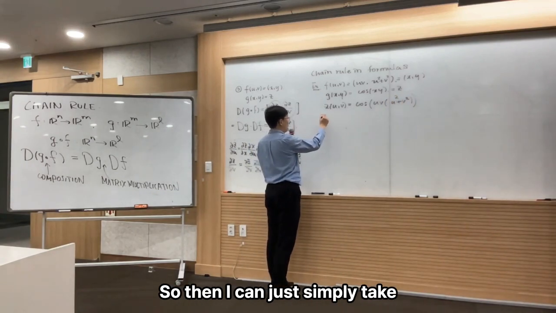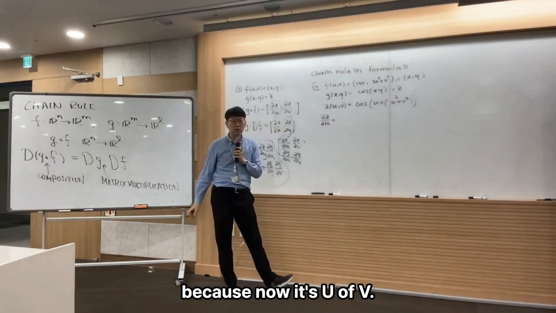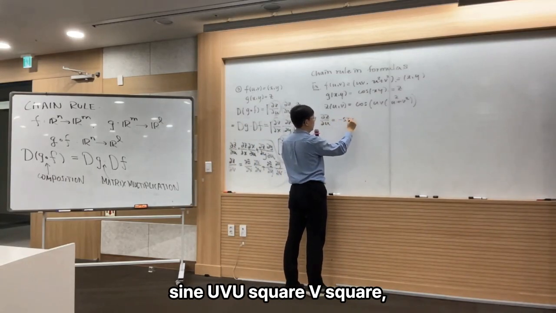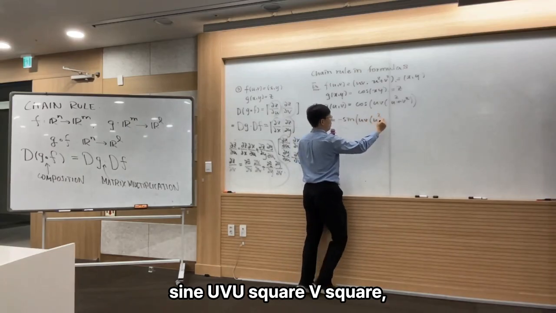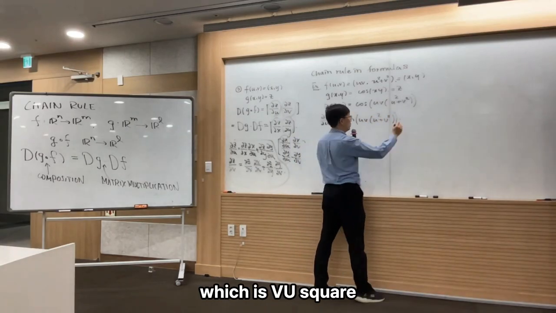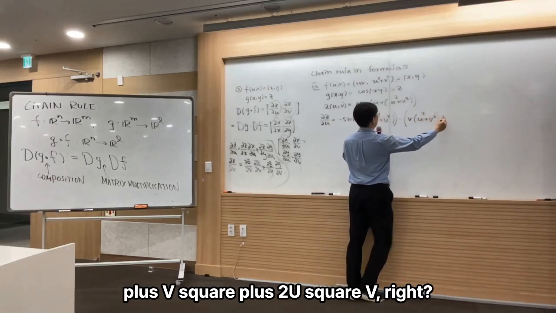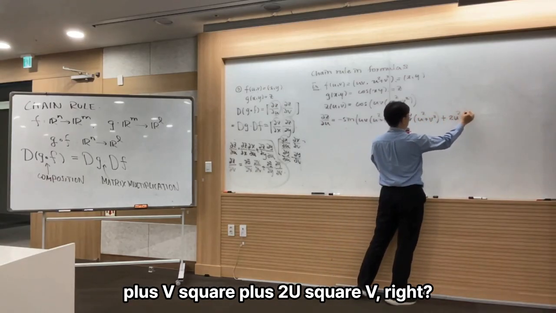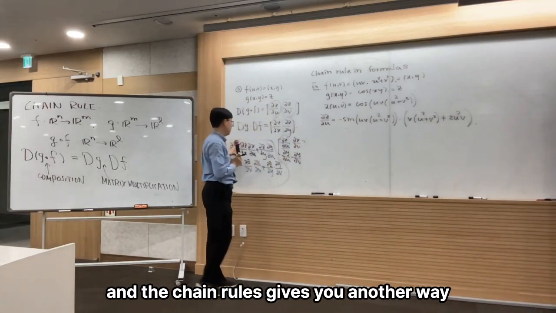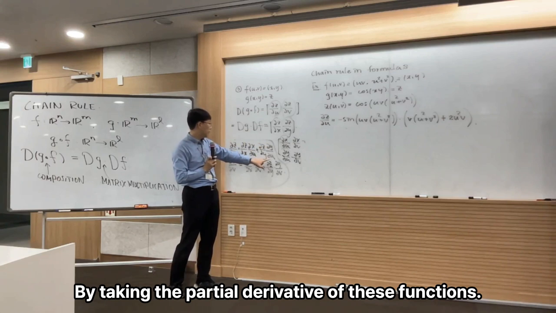So then I can simply take the partial derivative of this function, because now it's a function of u and v. And this becomes minus sine of uv times (u squared plus v squared), times the derivative of the inside, which is v(u squared plus v squared) plus 2u squared v. Right? That's one way you can compute this, and the chain rule gives you another way, on the right hand side here, by taking the partial derivatives of these functions.